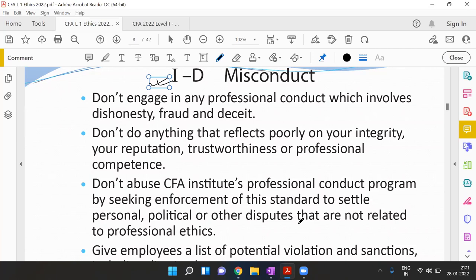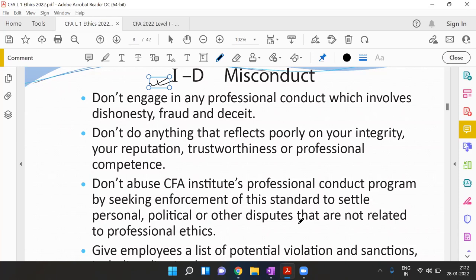Don't abuse the CFA Institute Professional Conduct Program by seeking enforcement of this standard to settle personal, political or other disputes that are not related to professional ethics. Me and Mangesh, we are working for the same organization, right? Mangesh does something which is a violation, but my motive, I complain against Mangesh to my supervisor or to the CFA Institute Professional Conduct Program. My motive was just to settle my score with Mangesh, because I had a fight with Mangesh last night, so I complained to CFA Institute, all right?